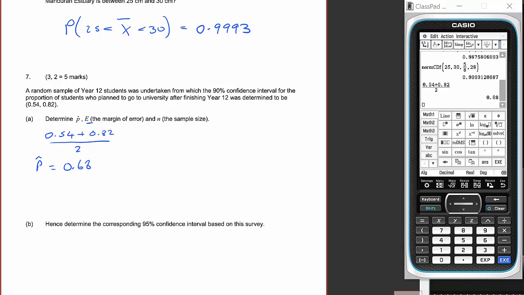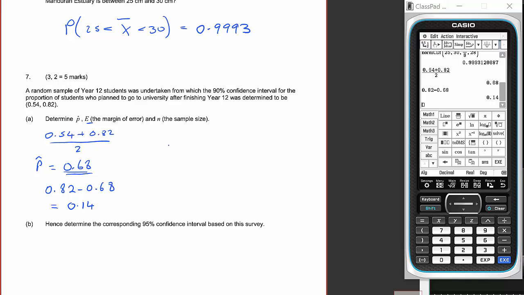Now, E is the margin of error. So if we just do 0.82 take away 0.68, it tells us how much we've gone up from 0.68 to get to the end of the confidence interval. So 0.82 take away 0.68 is 0.14.